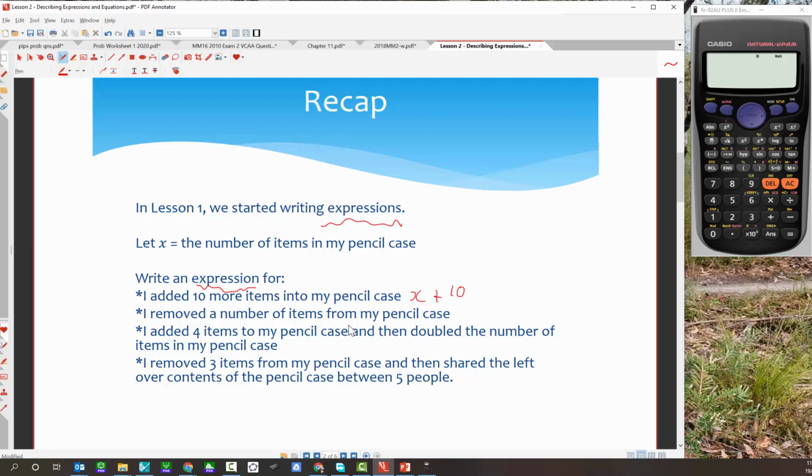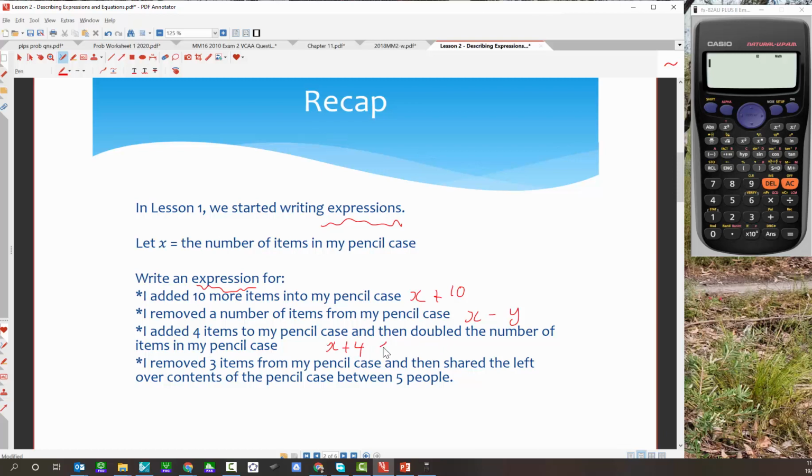I removed a number of items from my pencil case. How many did I remove? I don't know. x take away y, where y is the number of items removed from x number of items. I added 4 items to my pencil case and then doubled the number of items in my pencil case. So I added 4, which is x plus 4, and then I doubled the result.